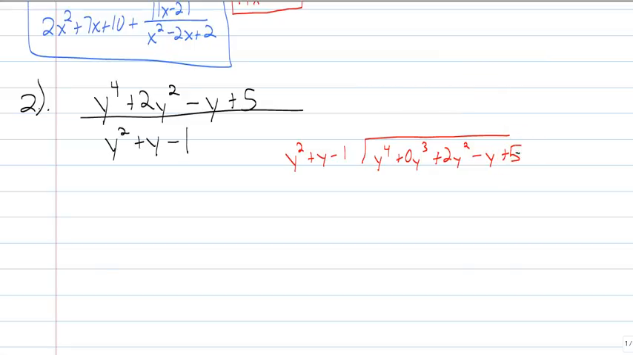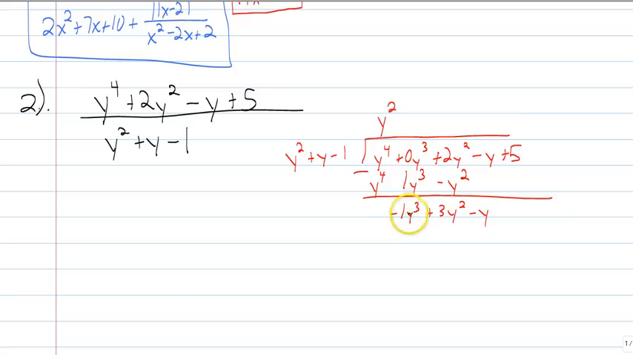Alright, so again, we figure out what goes in here. We need another y squared. y squared times y squared is y to the 4th. y squared times y is 1y cubed. y squared times minus 1 is a minus y squared. Subtract, those go away. 0 minus 1 is a minus 1y cubed. 2 minus negative is a positive, so we have a plus 3y squared. And then we bring down the minus y.